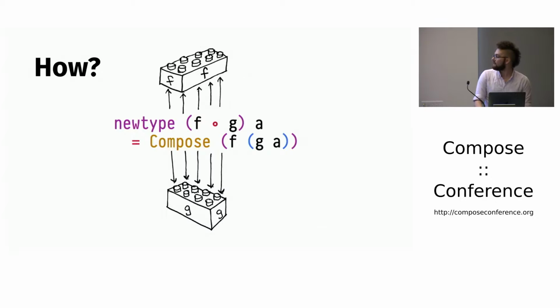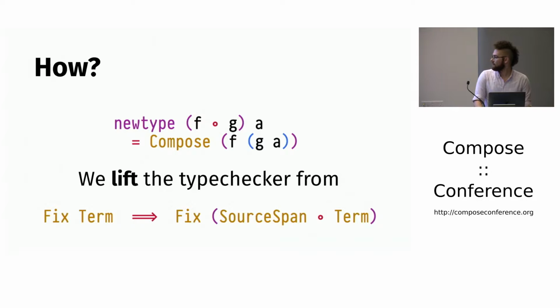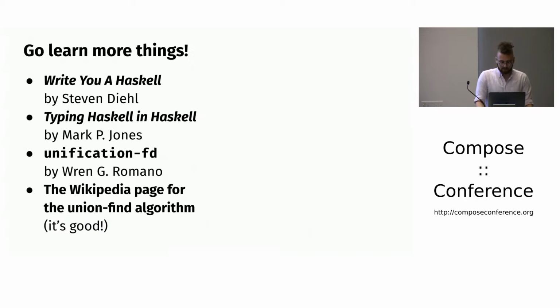So that's to say, we lift the type checker. Because it's been defined in this way that uses open recursion, I can lift the type checker from taking a fixed point of a term to taking a fixed point of a source span and a term, so that we then interleave the source span functor with the term functor. And then at the end, what we can do is we can get all of the nice error information that we want out of it. And through a little bit of extra jiggery pokery, we can get this nice little language.